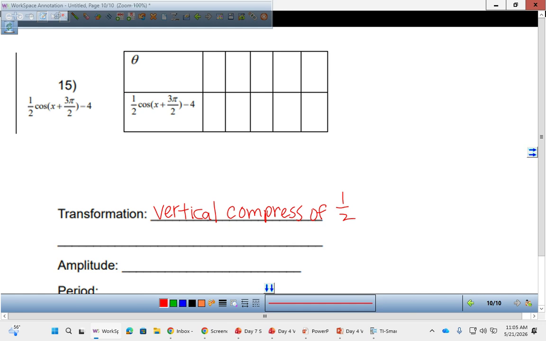The +3 is called a phase change. So we call this a phase change or a phase shift, and the +3 pi over 2 is going to make the graph go left. So I actually do a -3 pi over 2 for the phase change. And then the -4 is going to make the graph go down 4.